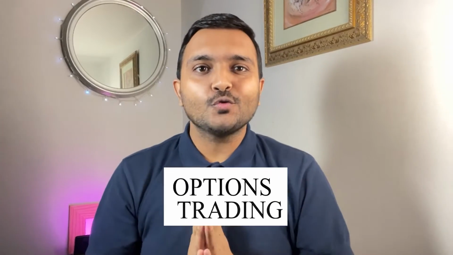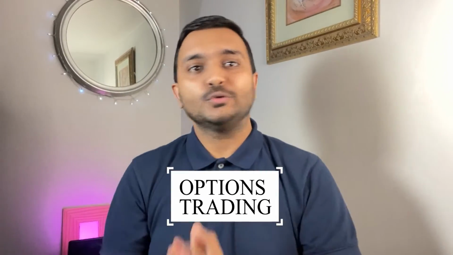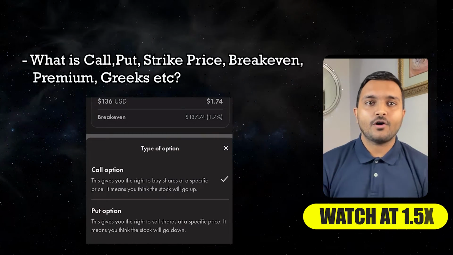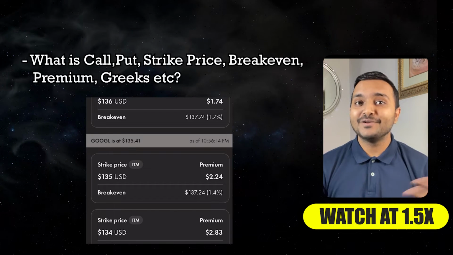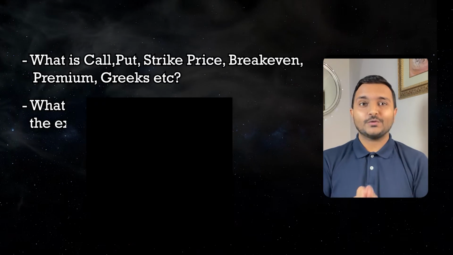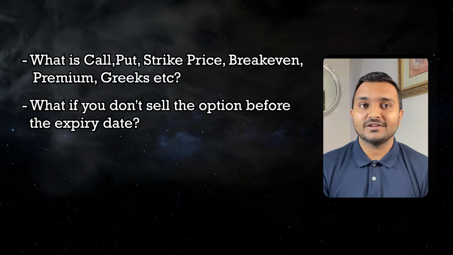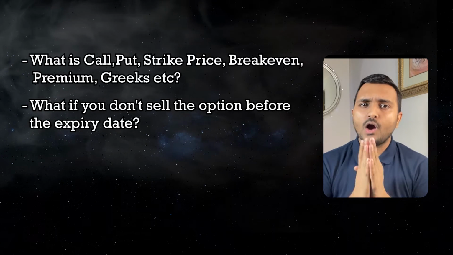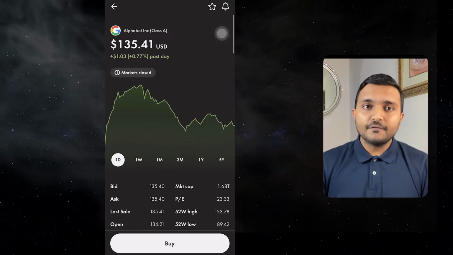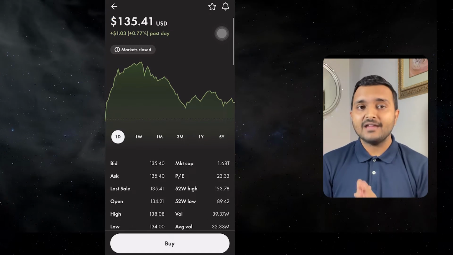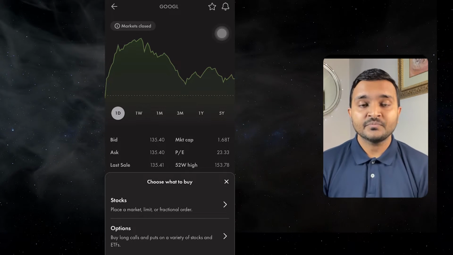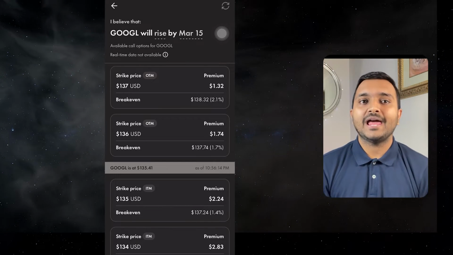So if you are new to options trading and want to know how to use Wealthsimple options trading but feeling overwhelmed by terms like call, put, strike price, break even, premium, Greeks, etc. Also, if you have questions about what happens if you don't sell the option before the expiry date, how much fees you have to pay and whatnot, then don't worry, I'll explain everything in this video complete with the live example on Wealthsimple Trade, and by the end of this video you will have all the answers you are seeking. Trust me, it's going to be worth it.